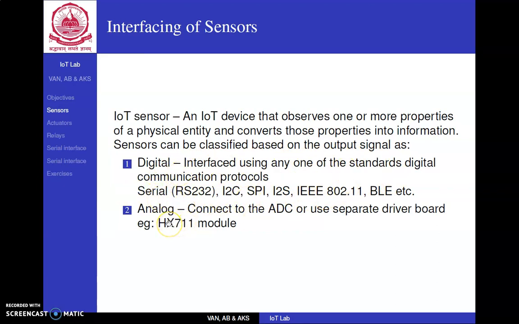Now, analog sensors are interfaced directly to the ADC pins of the Arduino or Node MCU. In some cases, we may have to use a separate driver board to convert the analog signal to the digital level. For example, if we use a load cell or strain gauge, its output is actually an analog voltage, but we use a driver module built on a particular chip which works as an ADC and it will be fed to the microcontroller. More about sensors we shall discuss in the theory session.